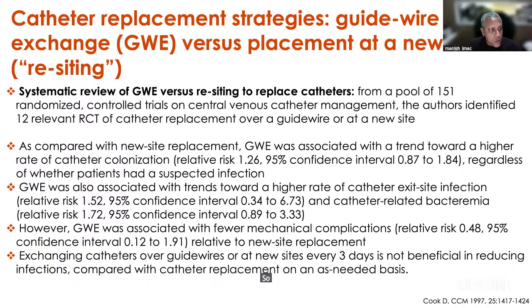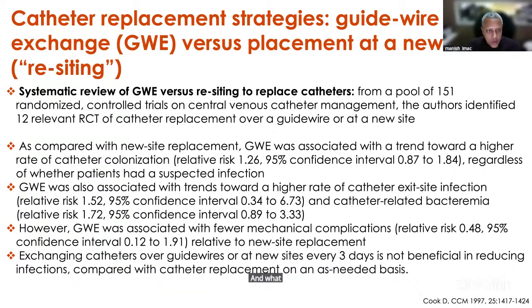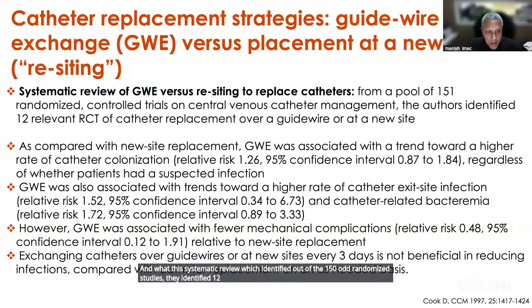So this question was asked and tried to be answered in a systematic review, wherein they compared the guide wire exchange of a catheter versus replacing the catheter and resiting it into a new vein. Out of the 150 odd randomized studies, they identified 12 relevant randomized controlled trials of catheter replacement over a guide wire versus at a new site.